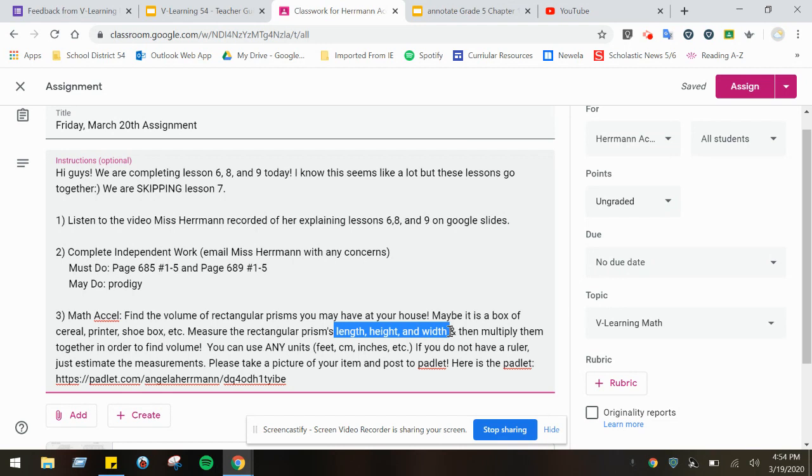And then you're going to actually take a picture on Padlet. So I gave you the link to Padlet. You'll actually take a picture of your object, holding it up, and then tell me what the volume is or your estimated volume.